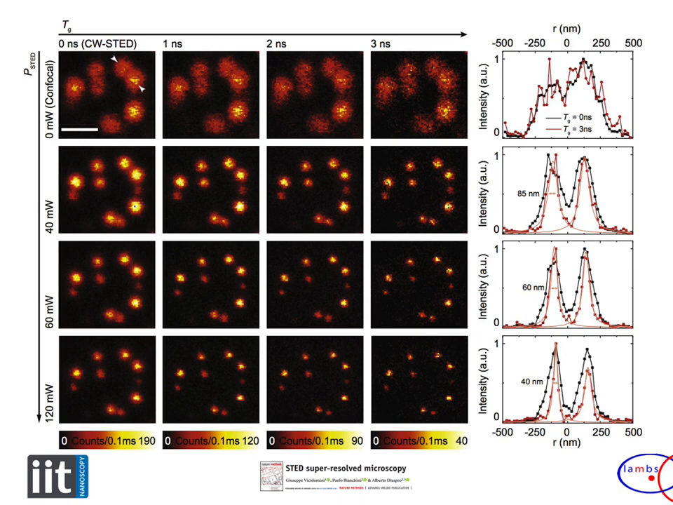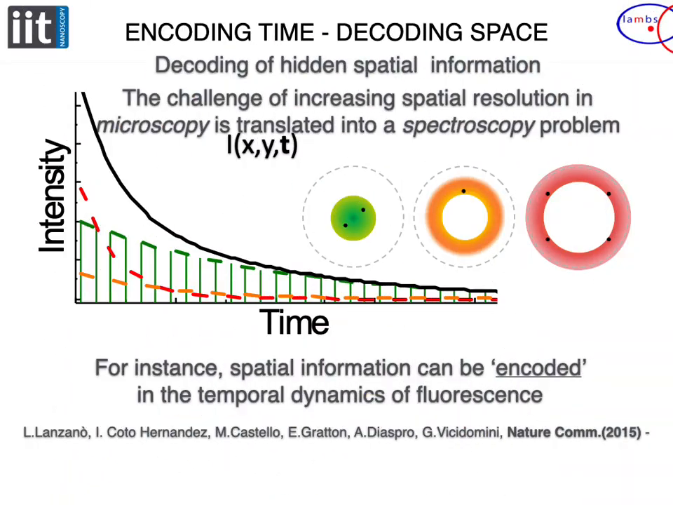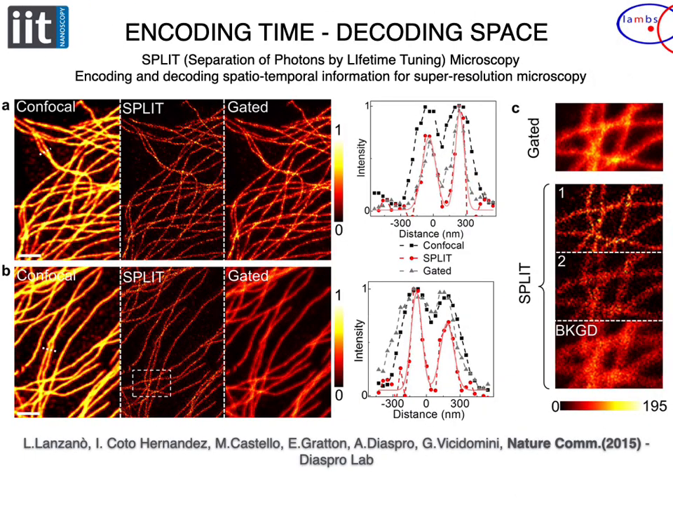Now, instead of removing those photons, you could also classify them and put them in different cells according to their lifetime. This means that you are able to define through lifetime the position of the emitter. And if you play this game like Luca Lanzano did, you have the confocal, then gated STED using time. But if you classify them and you record them according to the lifetime, you have the split. Since background is in some way temporally uncorrelated, you can remove it without producing artifacts.